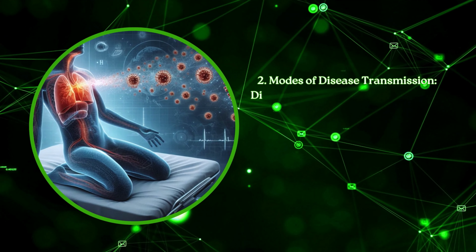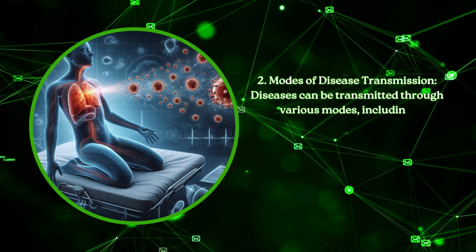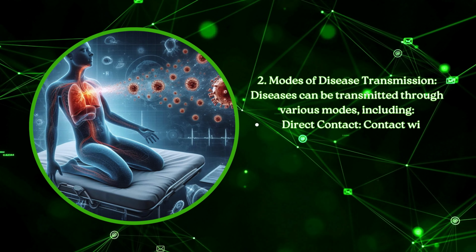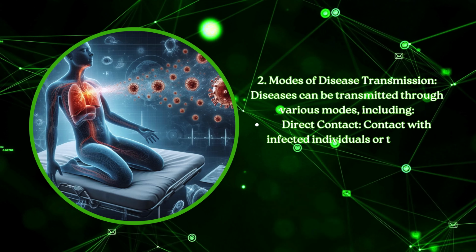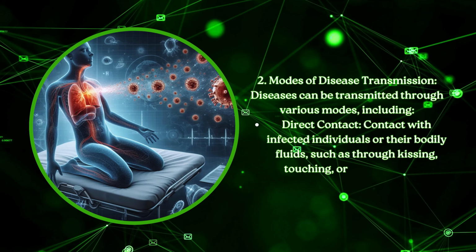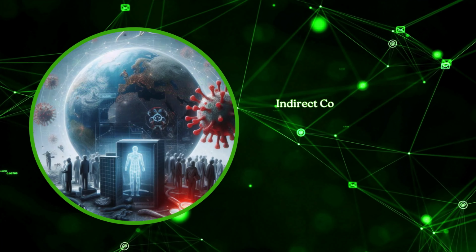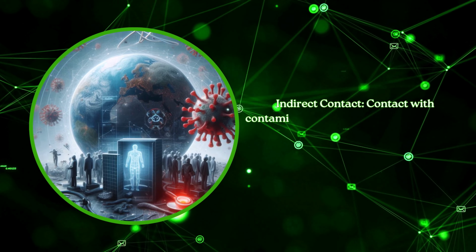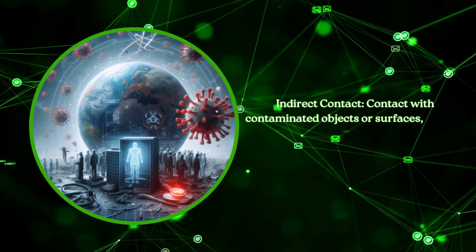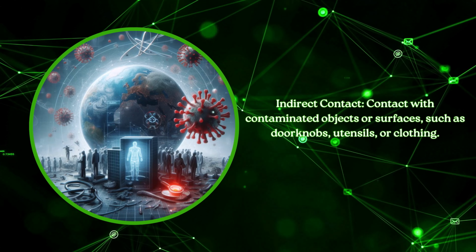Modes of disease transmission. Diseases can be transmitted through various modes, including direct contact, contact with infected individuals or their bodily fluids, such as through kissing, touching, or sexual contact. Indirect contact, contact with contaminated objects or surfaces, such as doorknobs, utensils, or clothing.